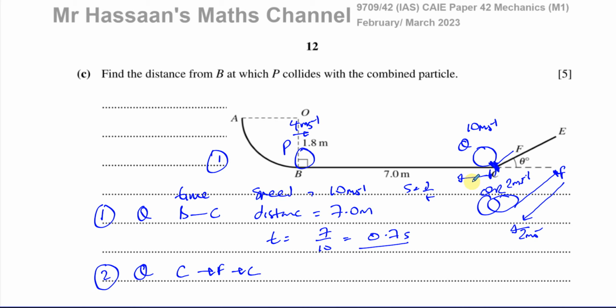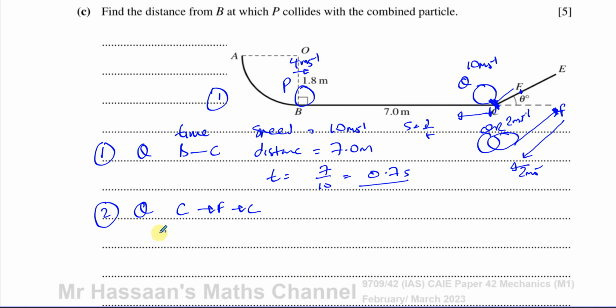So what we could do here actually is find out how long it took to get to F, and then double it, because it's going to take double the time to come back down again, right? So let's have a look. Let's see what we can do. So first of all, let's find C to F.